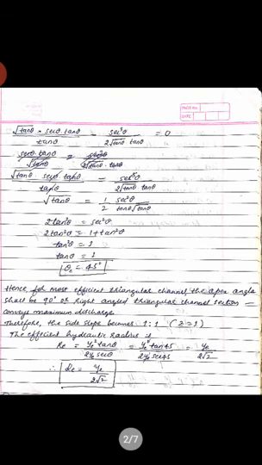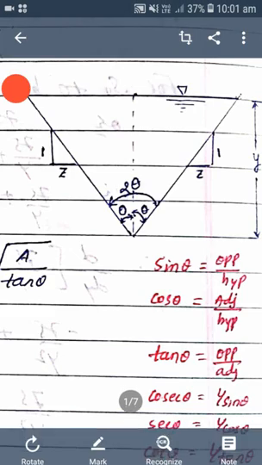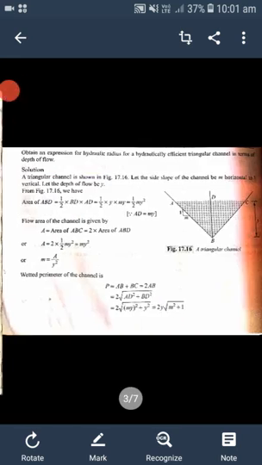Next. One more way of solving this problem is in terms of depth of flow. In the previous case, we solved in terms of a trigonometric function, that is theta. Again, theta is a function of depth of flow. As the depth of flow y varies, theta varies. Next, one more way of solving this problem is in terms of depth of flow.